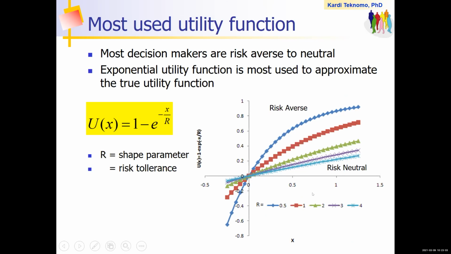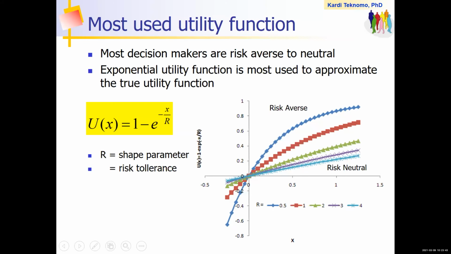Now, if you want to use the theory of utility function and you don't know what the utility function is, the most used one is exponential. The utility function is 1 minus exponent of minus x divided by r. What is r? R here is called risk tolerance. This represents the shape parameter. By changing the r, you can change between risk neutral and very risk averse.